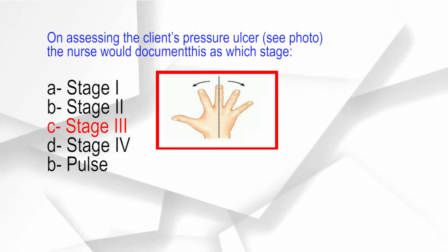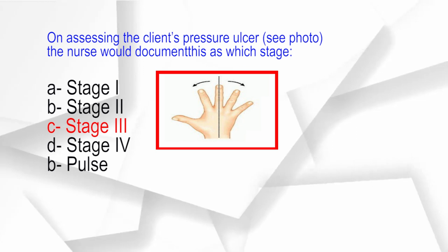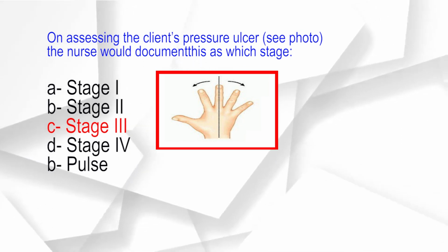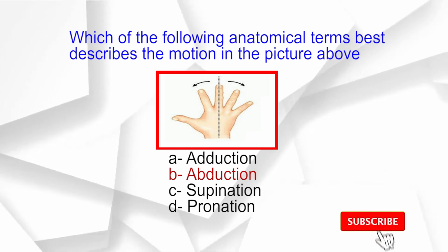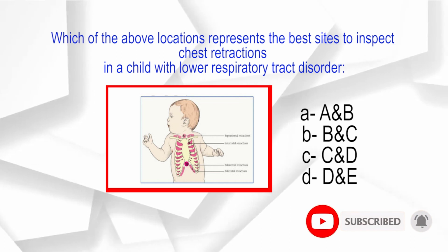1. Which of the following anatomical terms best describes the motion in the picture above? And the correct answer is option A. Adduction, B. Abduction, C. Supination, D. Pronation. And the correct answer is option B. Abduction.